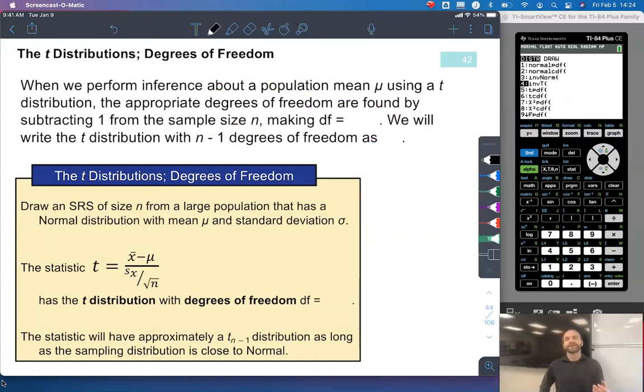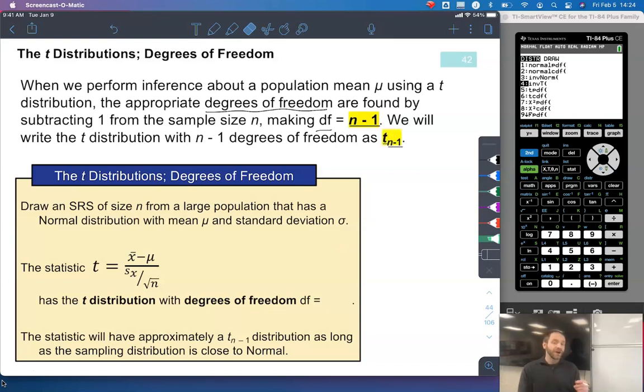When we perform inference about the population mean mu using a t distribution, the appropriate degrees of freedom, and we use the symbol df for degrees of freedom, are found by using the formula your sample size minus 1. That tells you your degrees of freedom. n minus 1 is your degrees of freedom.